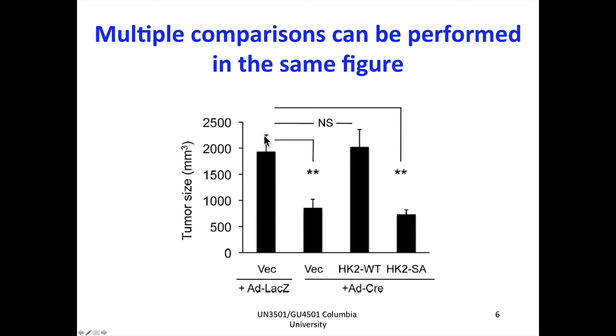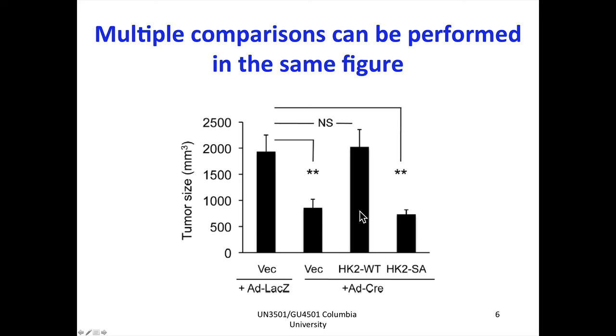Given the error here, we still find this to be unlikely to be due by chance, and this is a genuine difference, a significant difference. So they're saying that when they put in the AD-CRE, they get these smaller tumors. Okay, well, what about the next bar?